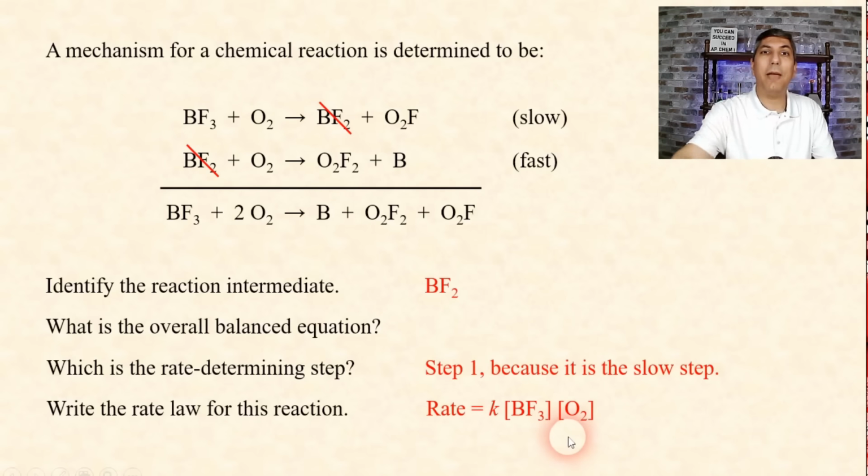Now, if the slow step happens to be the second step or a later step, then we have to use a process called pre-equilibrium approximation in order to find the rate law. I have a detailed video about that in my daily videos. But a pretty good chunk of the time, it'll be the first step and you won't have to worry about that.